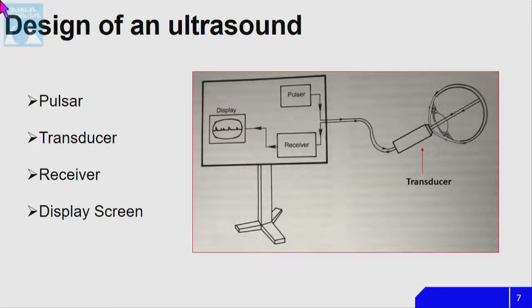So what is the basic design of an ultrasound instrument? Here we have a display, and here is the patient. Here is the probe, which I am putting as the transducer. There should be a source of the ultrasound pulse, which is the pulsar, and then it is carried through the probe. The transducer carries the ultrasound signal, and it also carries back the reflected echo. Then there is a receiver, wherein the signals are processed and displayed on the display screen.